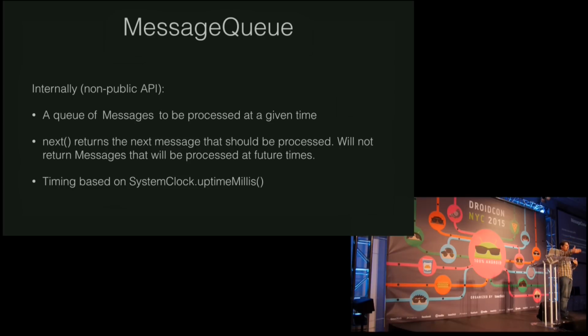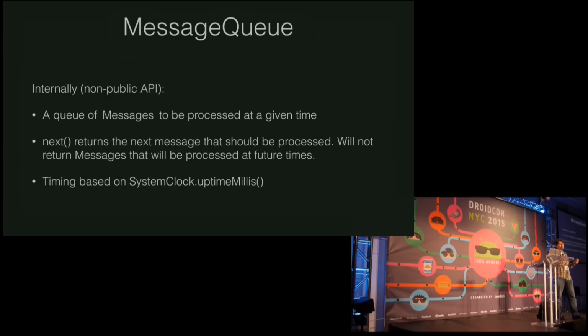Messages have a time, which is the earliest time that they're allowed to be processed. So if there's no messages that have yet met their time when they can be processed, then that next call will just block, and it'll just wait until somebody gets to the front of the queue at the time that they can be processed. The important thing to note is that the timing on the main queue and the main thread is all based on SystemClock.uptimeMillis.